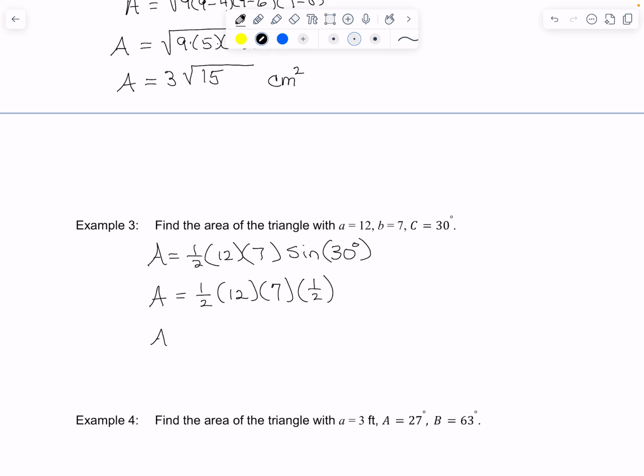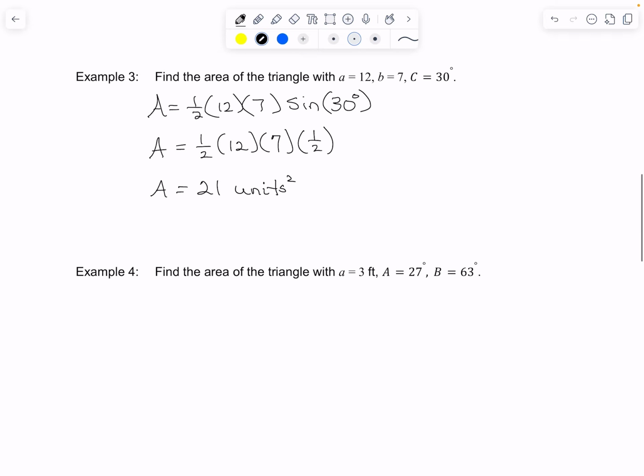Now we're going to multiply these as they occur from left to right. 1/2 times 12 is 6. 6 times 7 is 42, and 42 times a half is 21. So I have 21 square units.